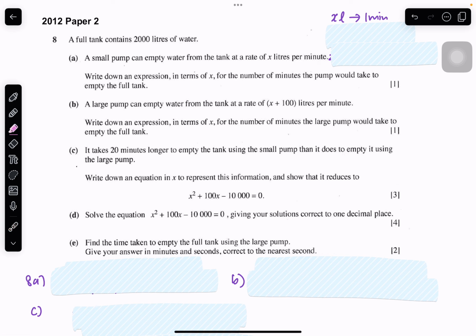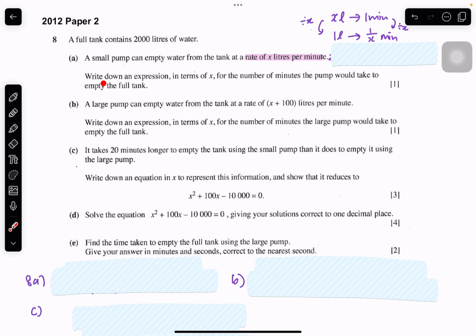For this question, you need to understand what this statement means: a rate of X liters per minute. It means that for every X liters, it takes 1 minute to drain this amount of water from the tank. So what would be the time taken for 1 liter? All you need to do is divide by X on both sides. If X liters takes 1 minute, 1 liter would just take 1 over X minute. X is a variable in this case.